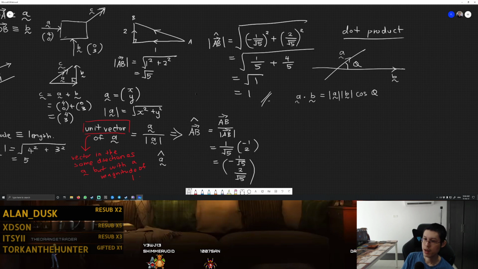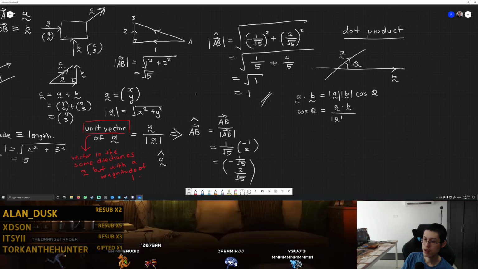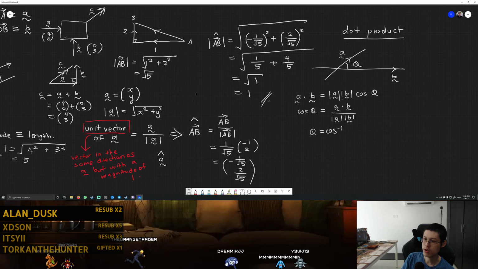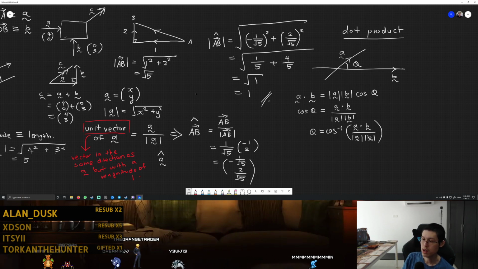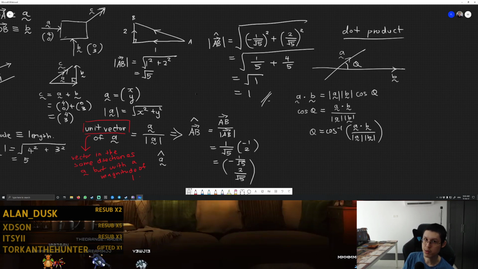So if I rearrange this, I can get cos theta equals A dot B over the magnitude of A times the magnitude of B, and then theta equals arc cos of this thing. So this would allow us to find the angle between 2 vectors, which is kind of the point of doing the dot product, amongst other things, which I'll talk about later.